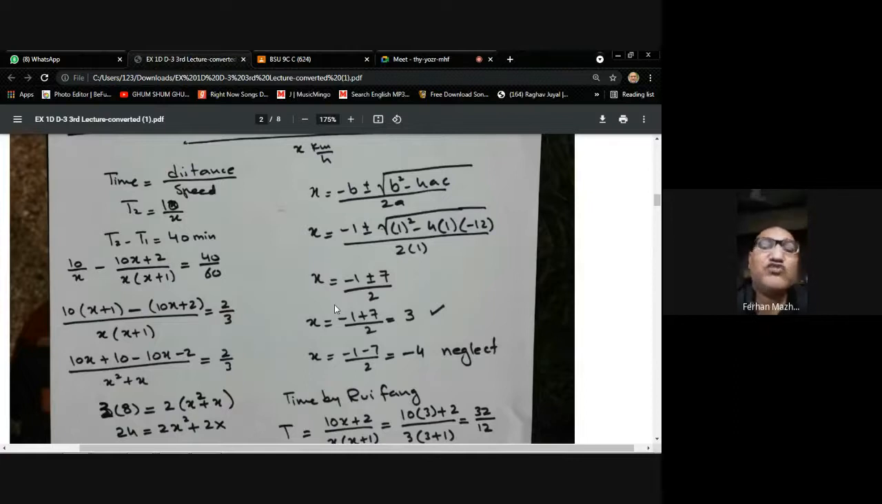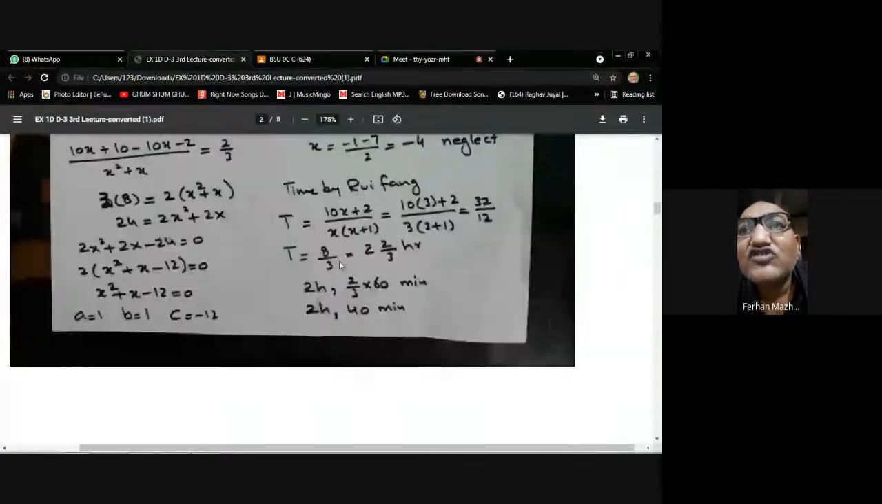So here you have two situations. In one situation, x will be equal to (-1 + 7) divided by 2, and that will give you 3. The second situation is x equals (-1 - 7), the whole thing divided by 2, and that will give you the x value of -4. Because x is the speed, it cannot be negative. So I will neglect the -4 value. So the value of x is 3. A single value of x I will take, and I will move further.